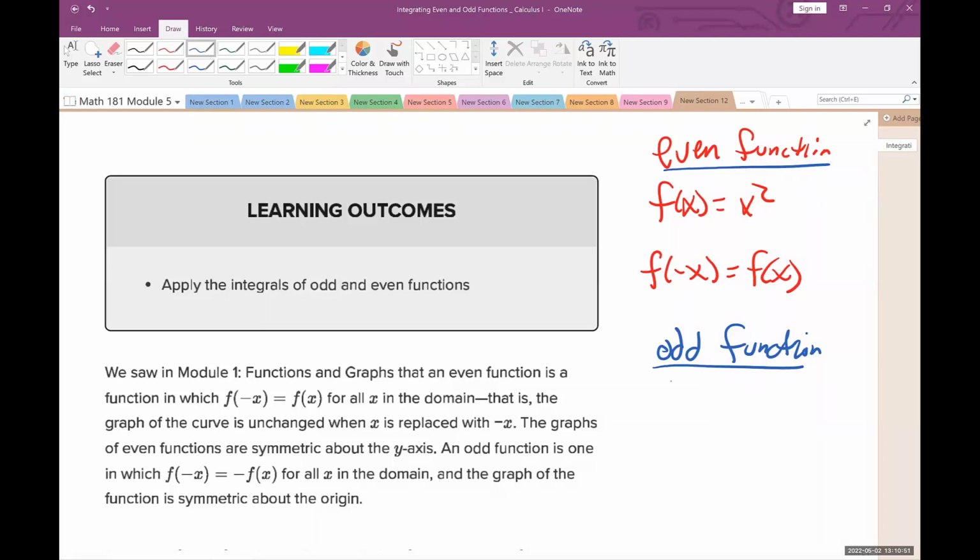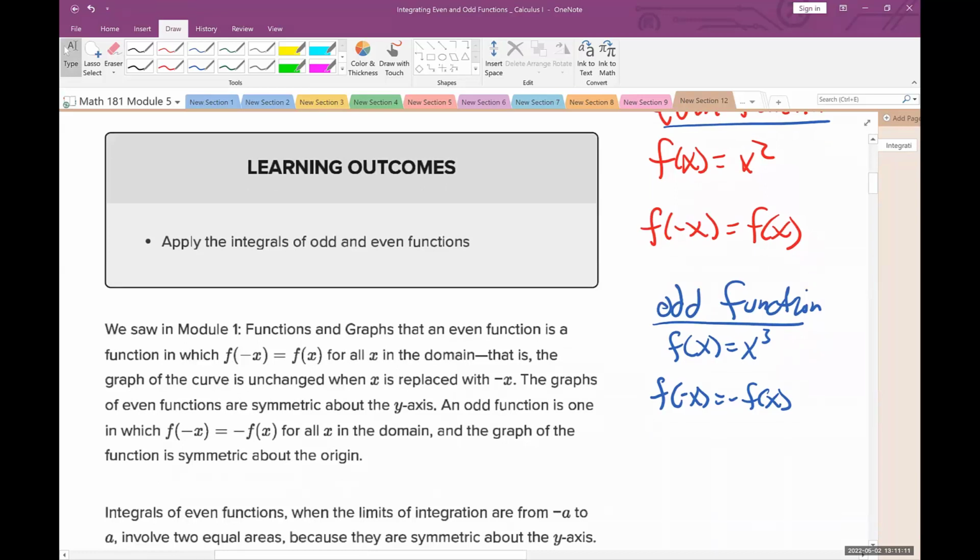It puts people off. f of x equals x cubed is an example of an odd function. It happens to be odd with the power, but that happens to be the case here. But the idea is f of negative x is the negative of f of x. So, for example, f of negative 2 is negative 2 cubed, which is negative 8. But it's the same thing as the negative of f of 2, which is the negative of 2 cubed, which is negative 8. So that's an odd function compared to the even function.